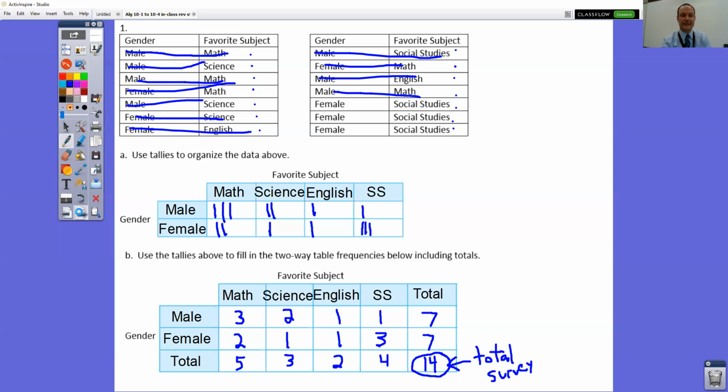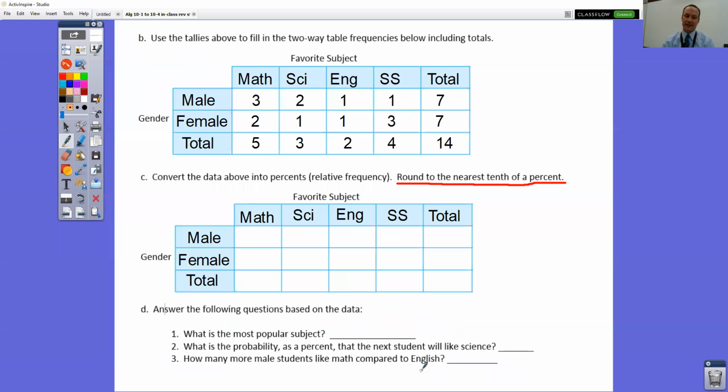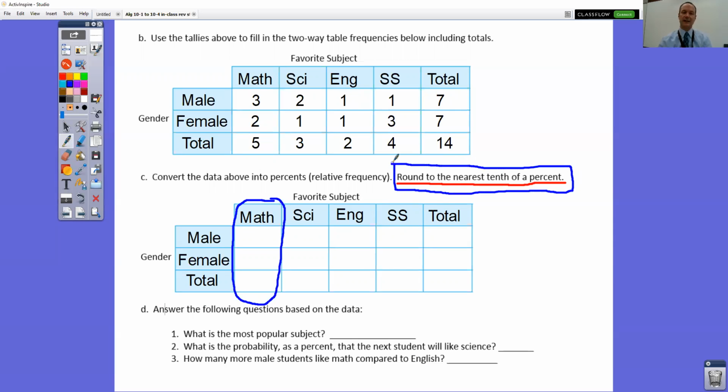Now, using that table, you're going to have to answer some questions, but first you're going to have to find your percents. Go ahead and just find the percents for math. I'll give you the other ones. Just find the percents for math right now. Notice that the directions say round to the nearest tenth. I'm going to give you about 30 seconds. Just use your calculator and find the percents, please. Round to the nearest tenth.